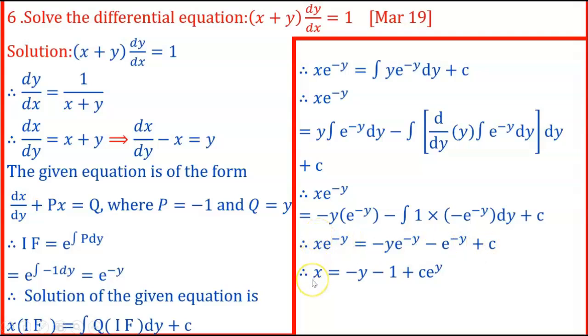then here you will get x, because e^(−y) will get cancelled. You will get here 1 − 1, and c upon e^(−y); if you take e^(−y) to the numerator, it will become plus. Therefore, x = −y − 1 + c e^y. And again, it can be written as x + y + 1 = c e^y.